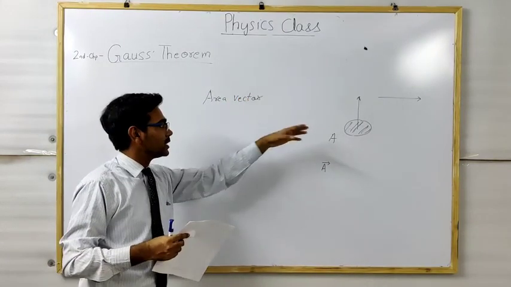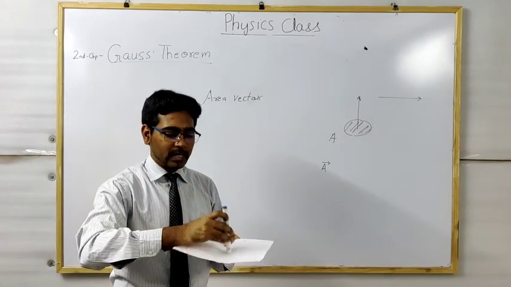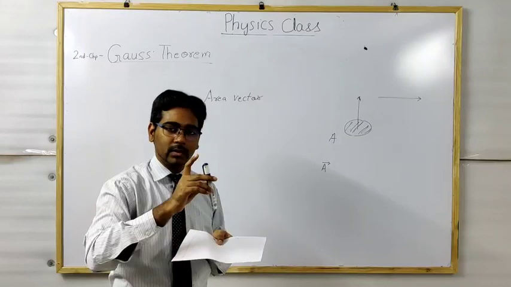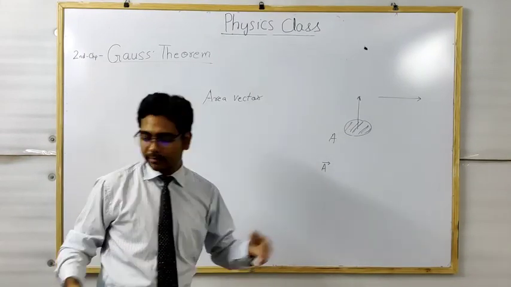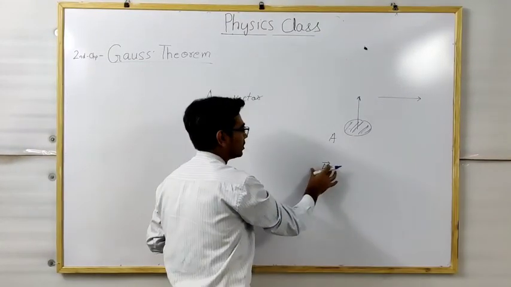And how to express an area as a vector? A vector which has the length equal to the surface area, and the direction of this area vector is perpendicular to the surface of which you are representing the area vector. So this is an area vector.